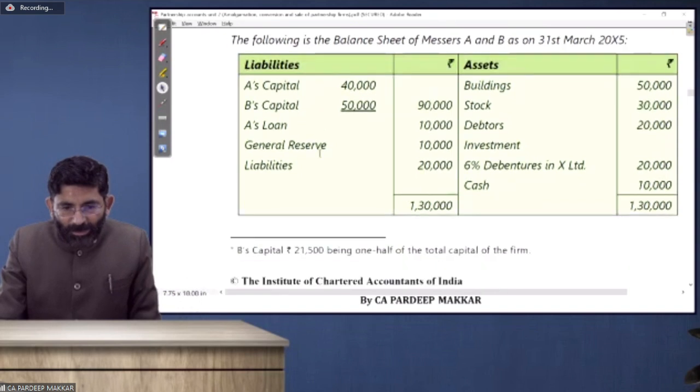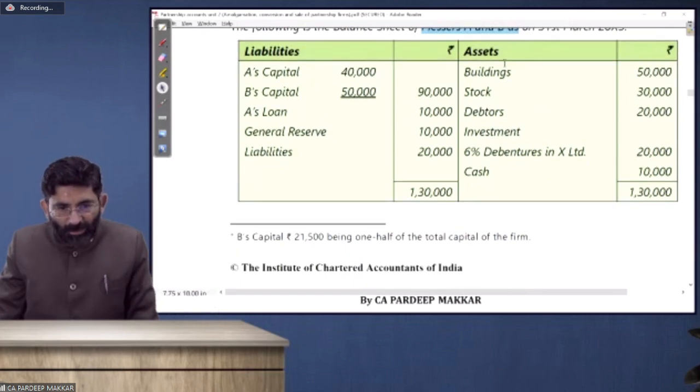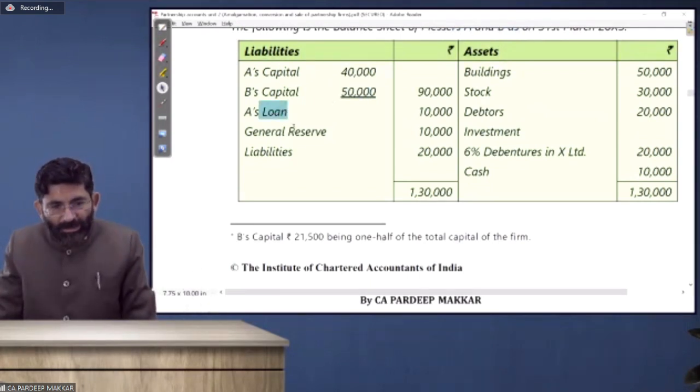Following is the balance sheet. Now the balance sheet of A and B is given to you. This is a partnership firm. It is clear from here. In this, A's capital account is there, B's capital account is there, A's loan account is there, reserve is there. We know it very well. Loan account will go to capital account to close it. General reserve is to be allocated to the partners. Building, stock, debtors, investment. This is a new thing with us, that is 6% debentures in X Limited.